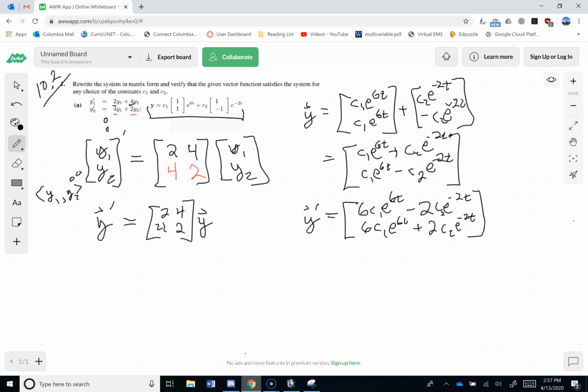Okay, so this thing here is the left-hand side of my equation, right? And if I'm verifying, so they told me to verify the given vector function satisfies the system, that really means check that the left-hand side equals the right-hand side.